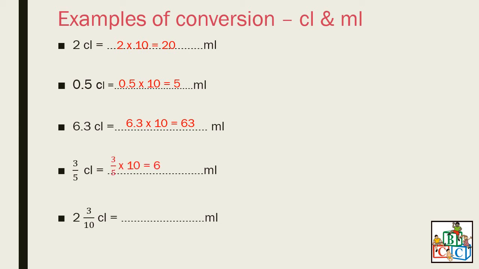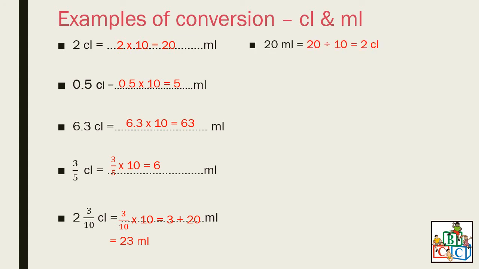6.3 as well is decimal, centiliter to milliliter times 10, so 6.3 times 10 is equal to 63. 3/5 centiliter, 3/5 times 10, so this is a fraction. You remember how to cut 5 and 10. 10 divided by 5 is equal to 2, 3 times 2 is equal to 6 milliliters. Your answer, 2 3/10. So 2 centiliters is equal to 20 milliliters. 3/10 times 10, fraction, 1 times 3, 3, so 20 plus 3 is equal to 23 milliliters. Okay, very easy, n'est-ce pas?